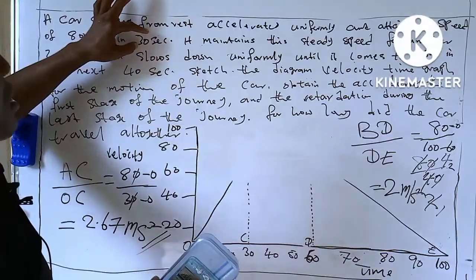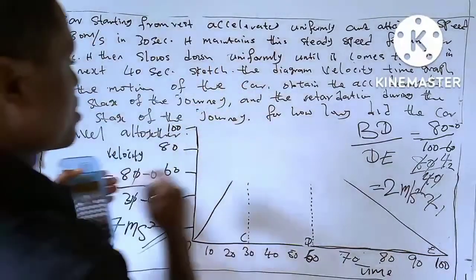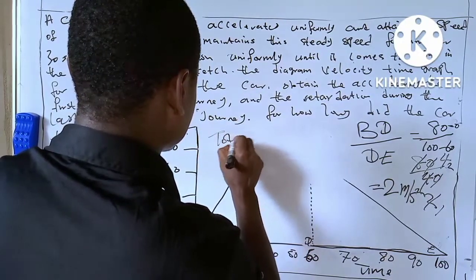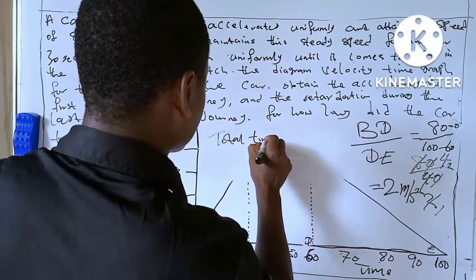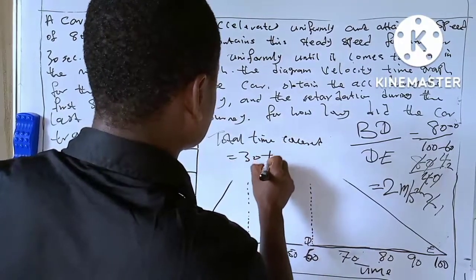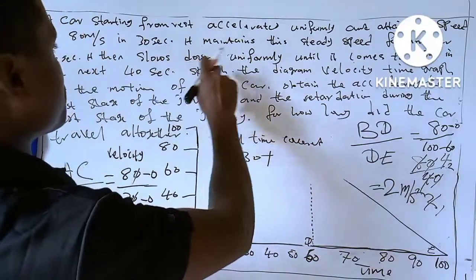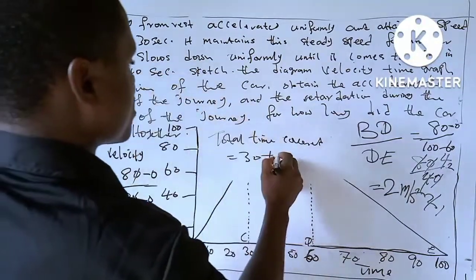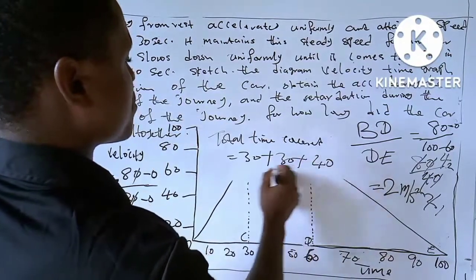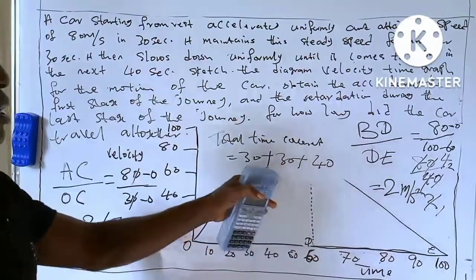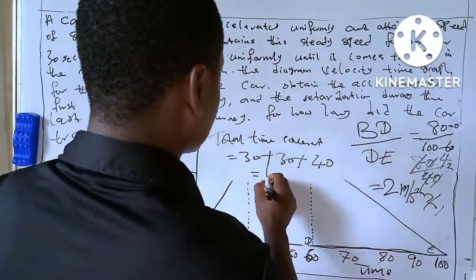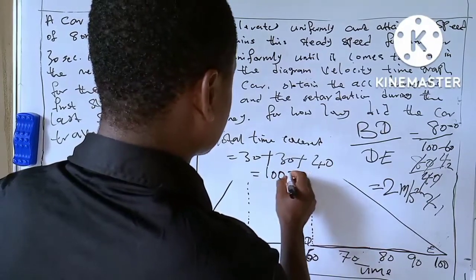Look at the first time here, 30 seconds. Total time covered equals 30 plus, this is the first time. The second one is 30. The fourth one is 40. This is the total time. 30 plus 30, which is 60, plus this one, 100. So 100 seconds.